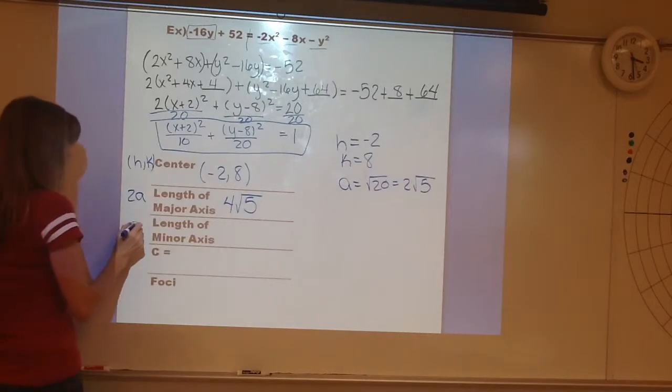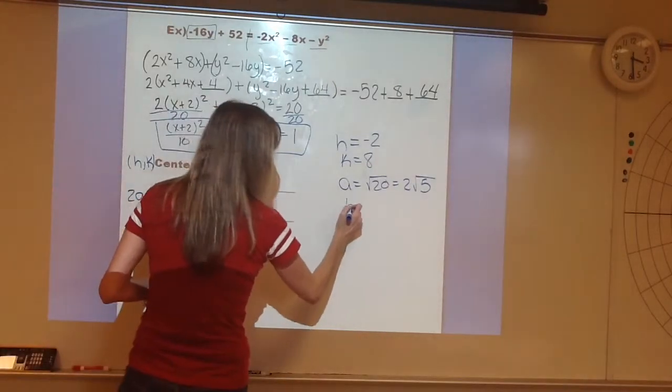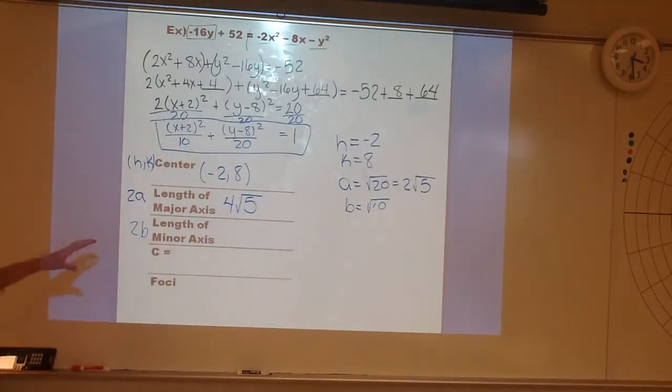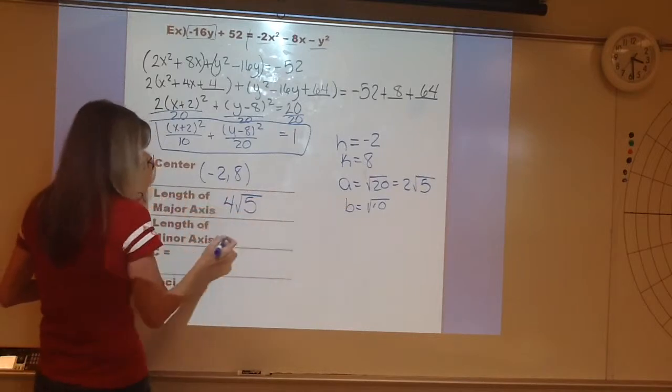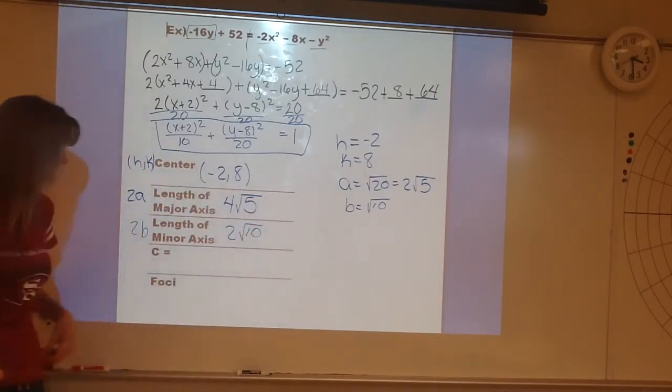My minor axis is 2 times B. B is the square root of the smaller denominator, so B is the square root of 10. And that doesn't break down any further. So 2 times the square root of 10 is 2 square roots of 10.